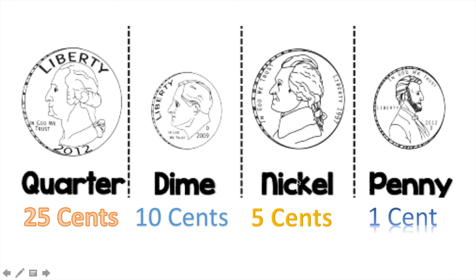So, just to sum up what we just learned, a quarter is worth 25 cents. This is the size of the quarter in comparison to the other coins. Then we have a dime, which is worth 10 cents. Following that, we have a nickel worth 5 cents and a penny worth 1.